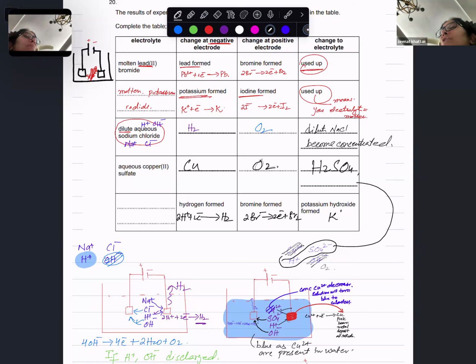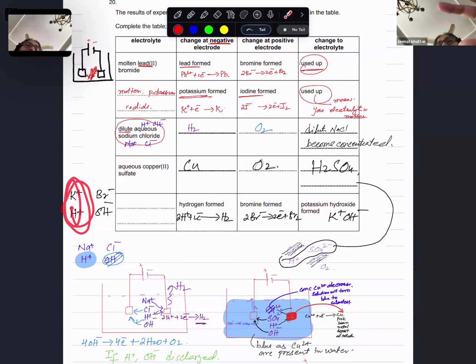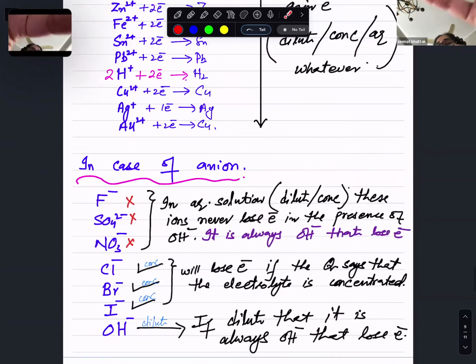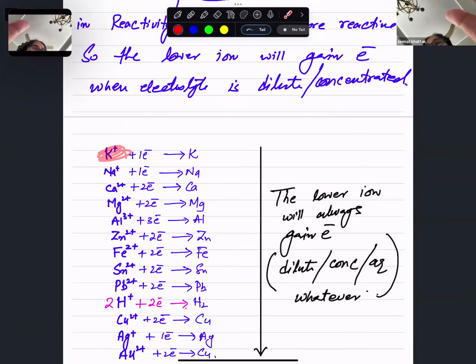And what is there? Potassium hydroxide. So if I combine all these, there is K plus, there is H plus, there is bromide, and there are OH. So this is actually aqueous potassium bromide. But among K plus and H plus, which one? H plus. Why? Because K plus is above and H plus is below in the reactivity series, so H plus is more reactive.